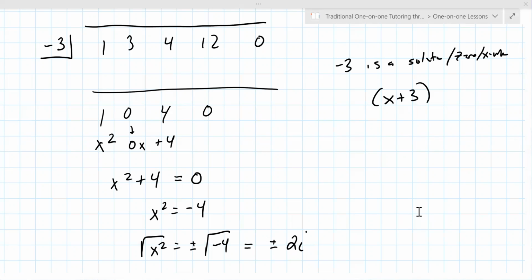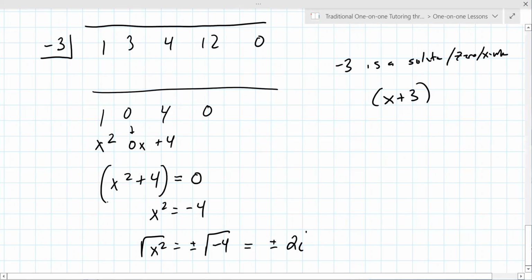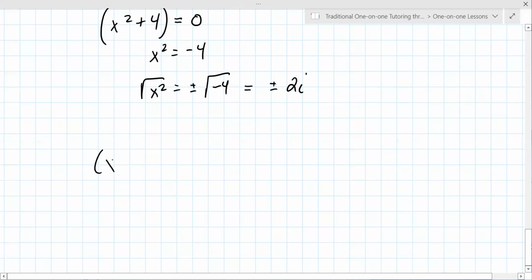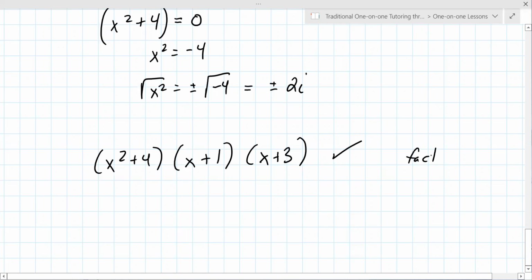So in terms of your factored form now, you actually go back to this line right here, this x squared plus 4. So you use that. And then we had x plus 1 and x plus 3. And this I would consider correct for your factored form.